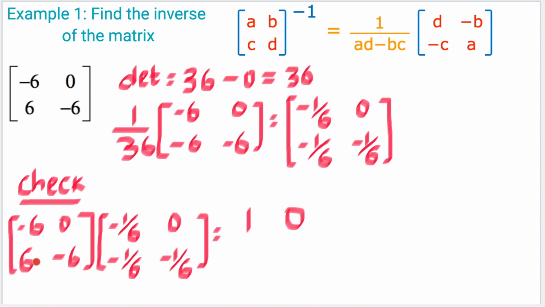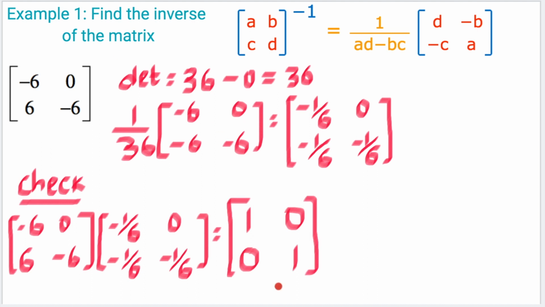So now we go to the second row. +6 times -1 over 6 is -6 over 6. -6 times -1 over 6 is +6 over 6. So you'll notice that you're adding a +1 to a -1, and that value is a 0. Finally, +6 times 0 is 0. -6 times -1 over 6 is +6 over 6, which simplifies to a 1.